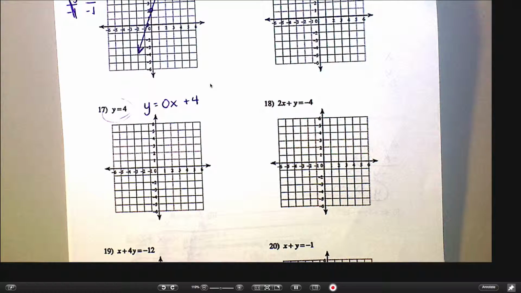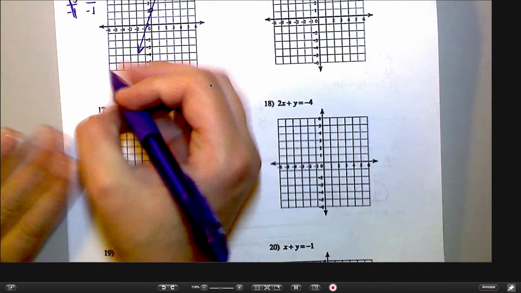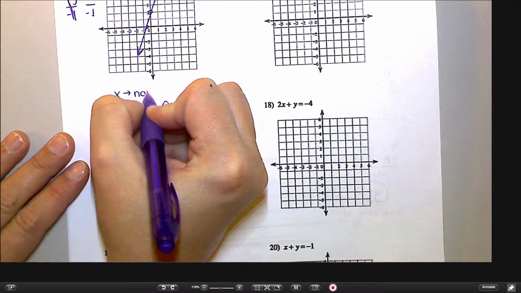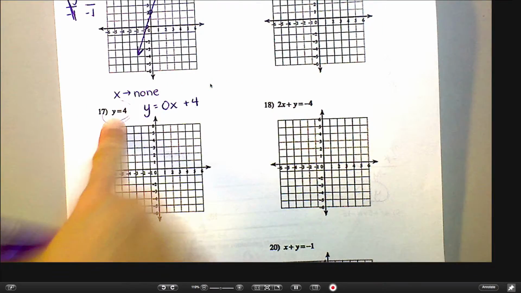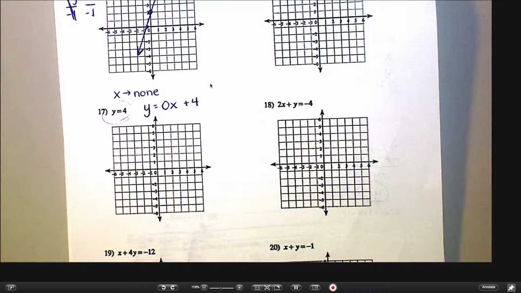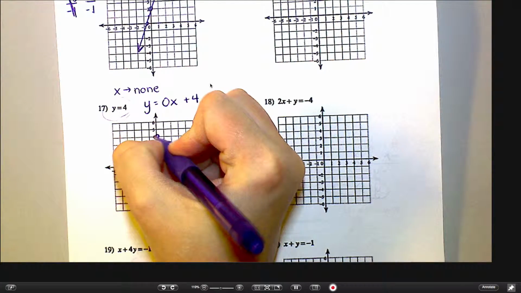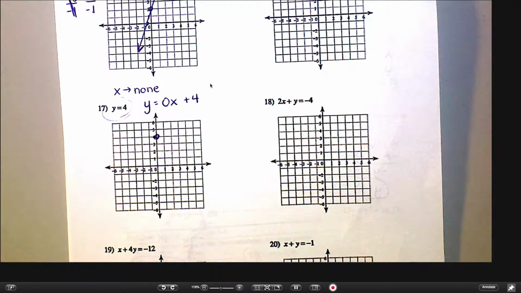Where's the x-intercept on this graph? Christian. There is none, right? This one does not have an x-intercept. And I want that to be a super quick thing for you. I want you to be able to look at that equation and say, oh, that one doesn't have an x-intercept because there's no x in there. Okay, what's my y-intercept? 4. So I need to somehow draw a line that crosses the y-axis at 4 and doesn't cross the x-axis.